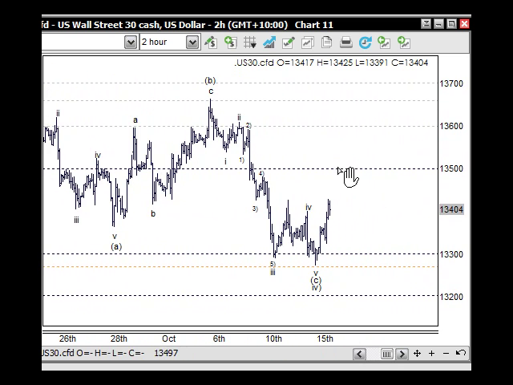So you can just imagine if support was found on this, then the bias would definitely be to the upside. Of course, we want to be able to get it a little bit closer than that.